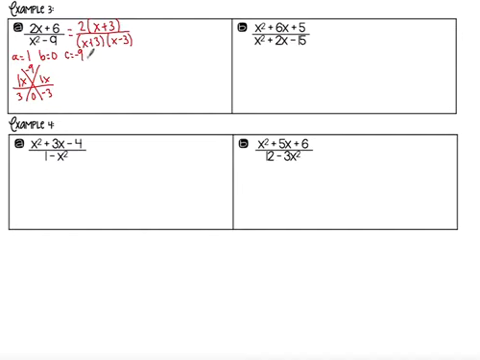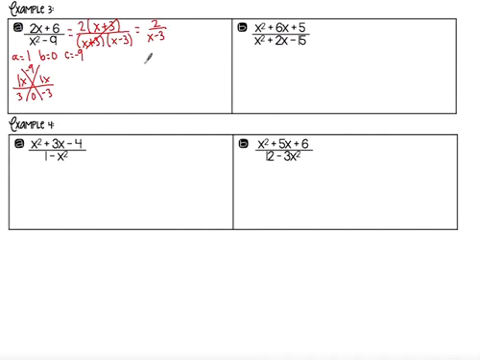Now remember, once I factor, I'm going to see if I have anything that crosses out. And so to cross out, it has to be the same. And so I have x plus 3 on the top and x plus 3 on the bottom, which means that those are going to cancel. That's going to give me 2 over x minus 3.